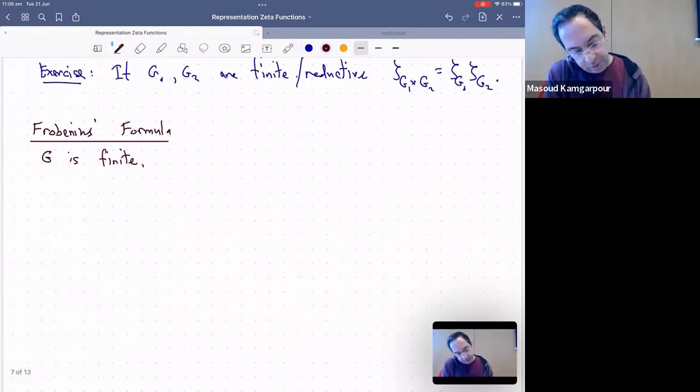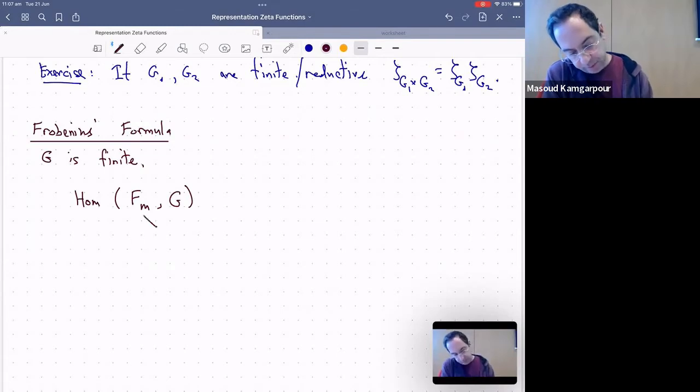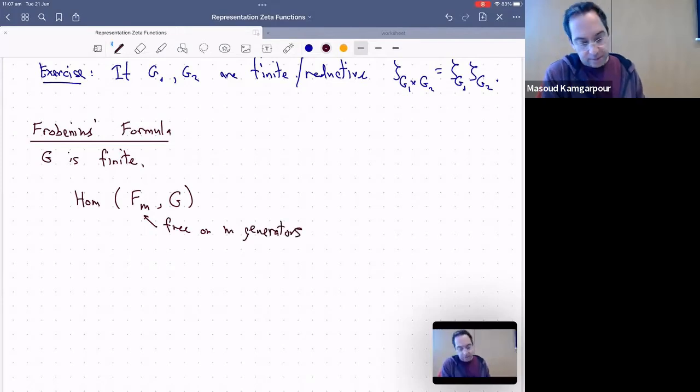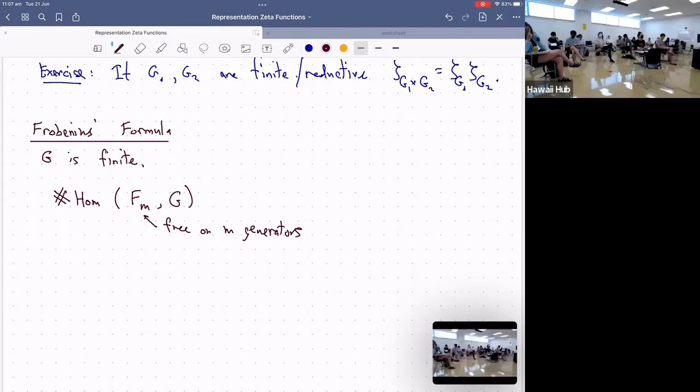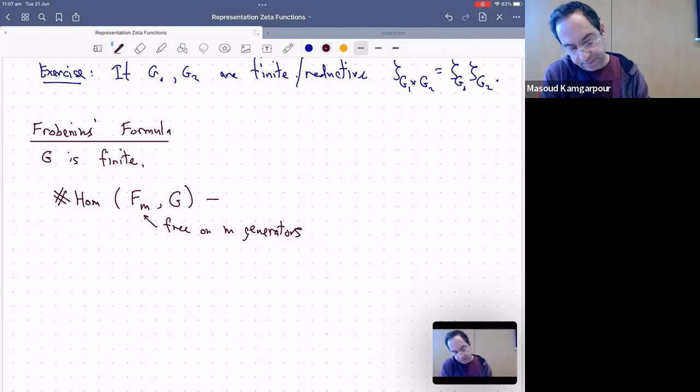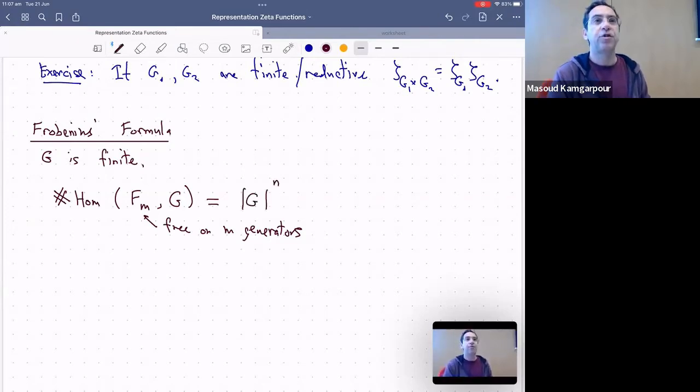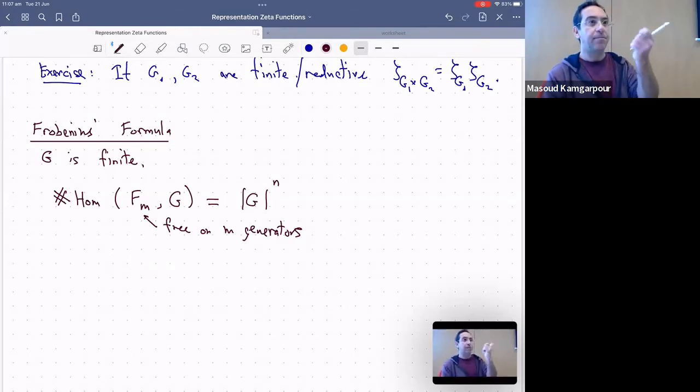So let's first do a warm-up exercise. Suppose I have a free group on M generators, and I want to count the number of homomorphisms from the free group to G. Okay, this is a free group. It's generated by M elements. I just need to decide where to send each of these generators. So this is in bijection with just M copies of G. I just need to choose M elements from G, and I have no constraint. M, thank you.